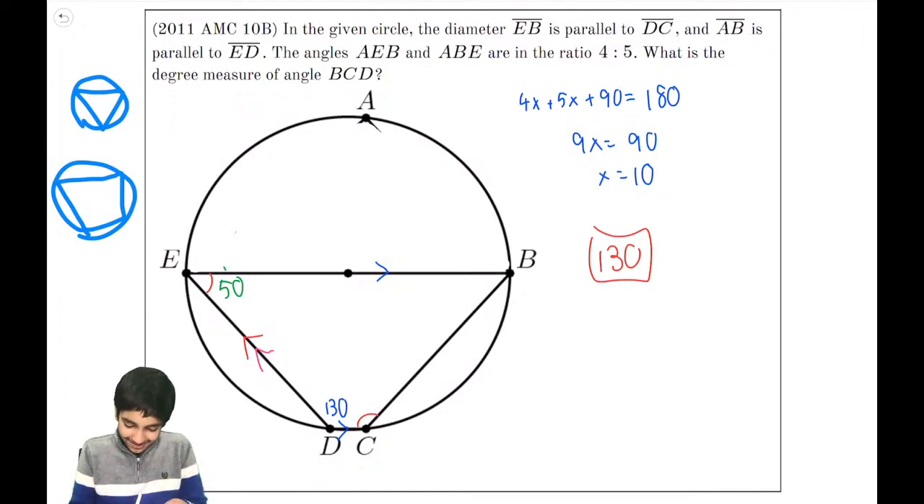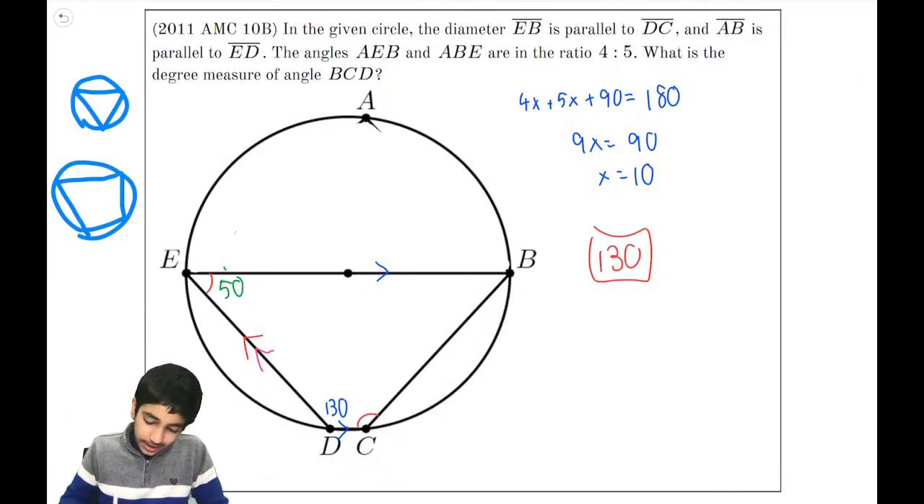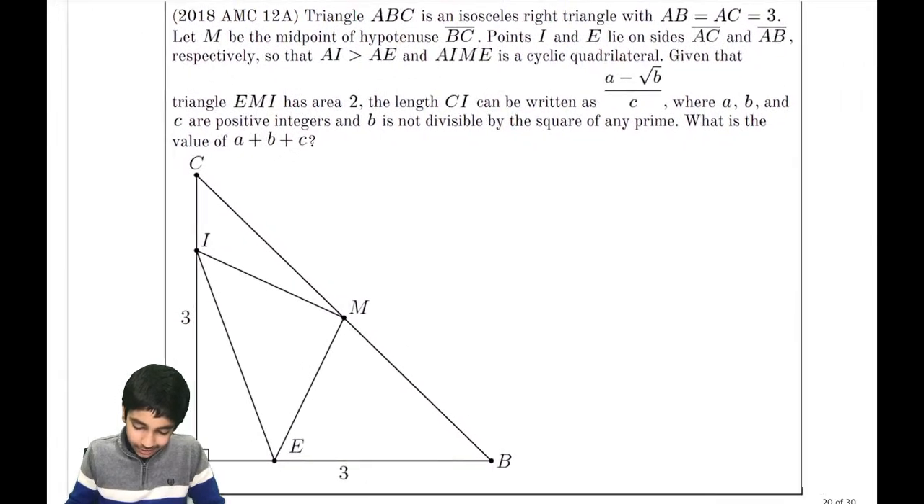So even though there's just one quadrilateral in the midst of all this other stuff, be on the lookout for quadrilaterals, cyclic quadrilaterals, whenever you have points on a circle, and same thing for inscribed triangles. Okay, now let's take a look at some more challenging questions.